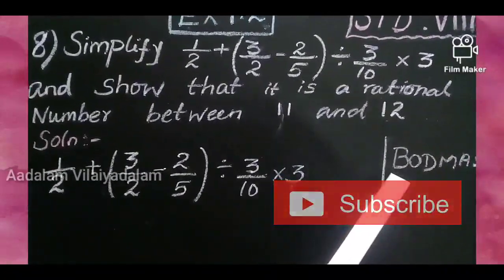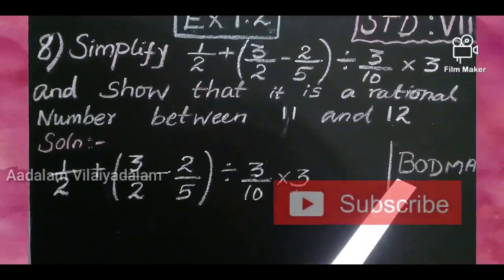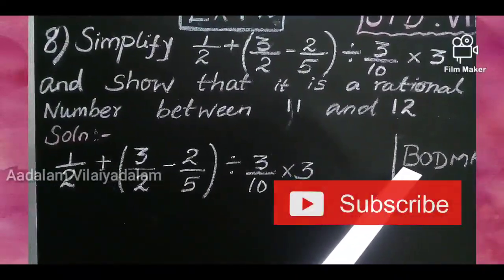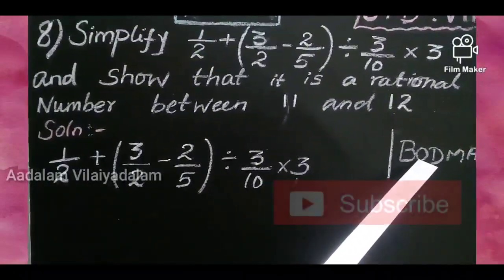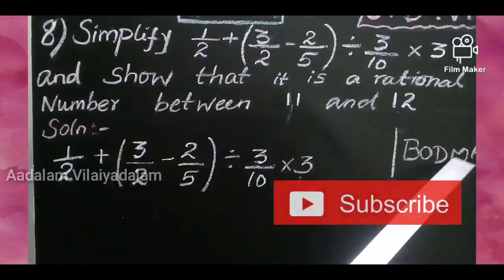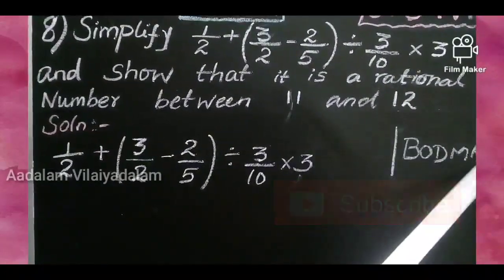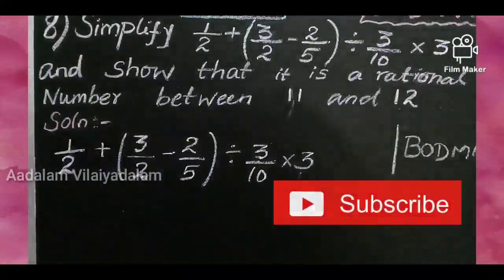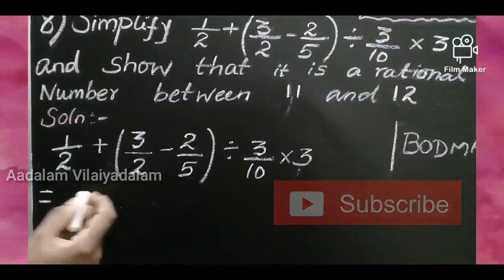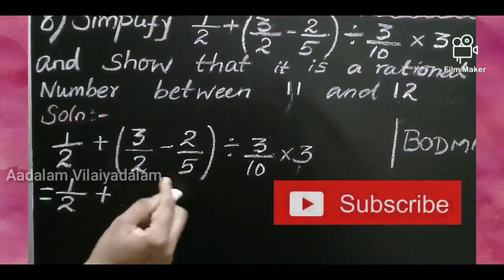We already learned the BODMAS rule. In the BODMAS rule, the first preference is to the bracket, second is order, meaning square and cube values, third is division, multiplication, addition and subtraction. So using the BODMAS rule we have to simplify. Here the first preference is to the bracket only, so first you have to solve this part.